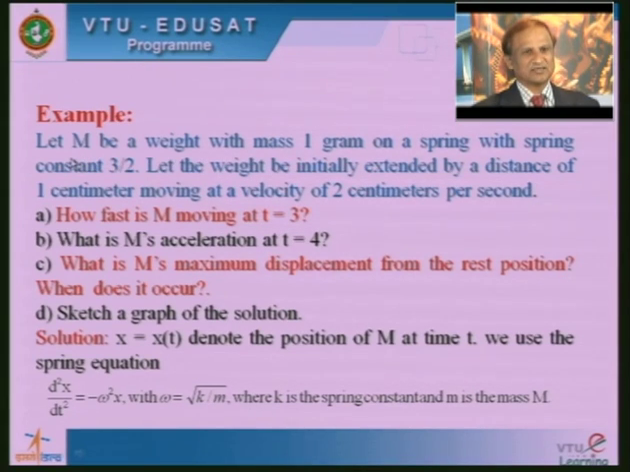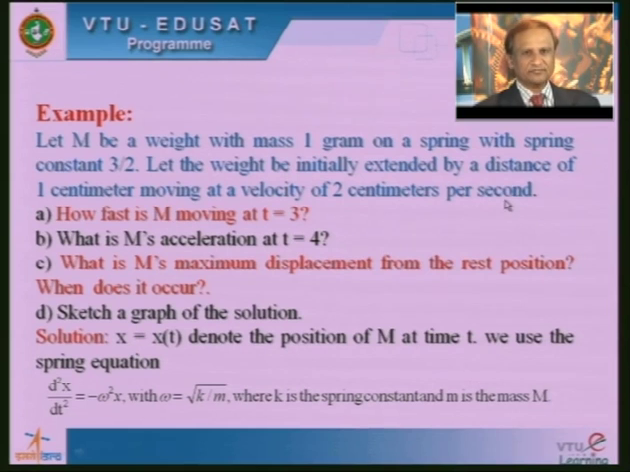Given that M is a weight with mass 1 gram on a spring with spring constant 3/2. Let the weight be initially extended by a distance of 1 centimeter, moving at a velocity of 2 centimeters per second. So, they have given this much information and they have asked us to calculate.